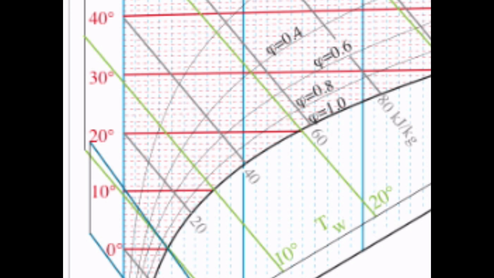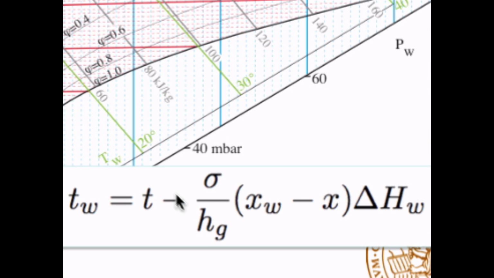Now you might realize here that if you take 20 degrees here and you go to the saturation point, you see that at that point you also have the wet temperature 20 degrees, and that's not so strange, because if you look at this equation here, if you are at this point here, that means that this difference here is 0. So then this entire term disappears, and then T wet equals T.